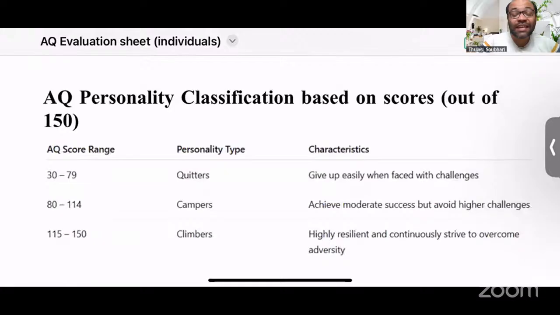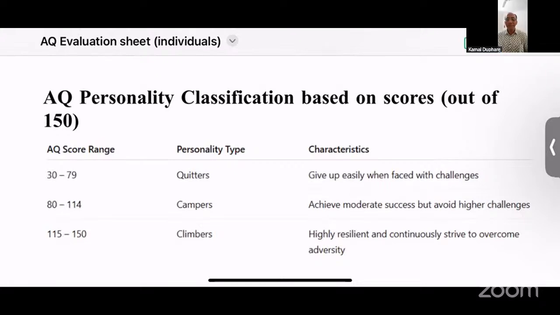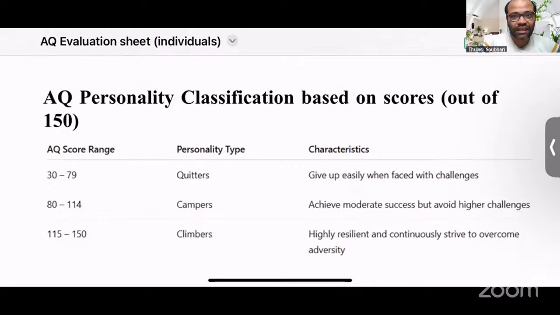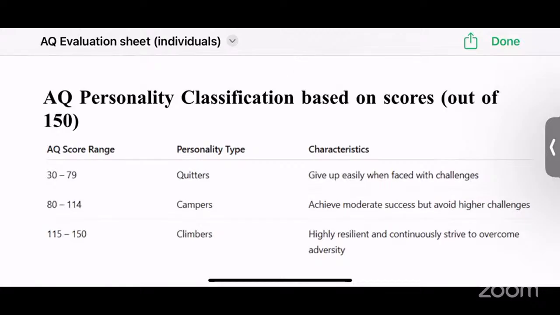Very good. See, actually, if you're a camper, you're balanced. You know why you got camper? Because you gave a score of 3. Just see your score. Have you given 3 anywhere? Yes, many times. So when you give 3, neutrally agree, you come in between. So camper. Doesn't matter. I've given 2 and 1 also.